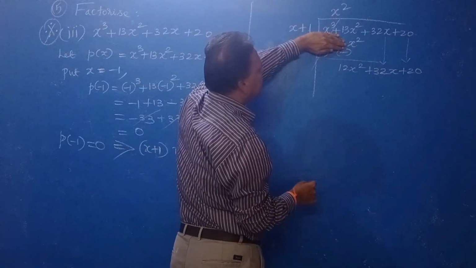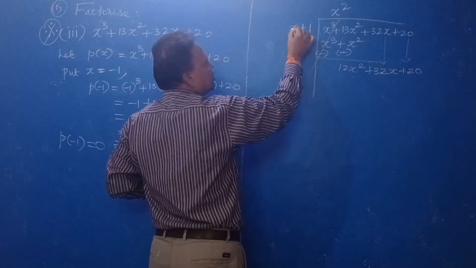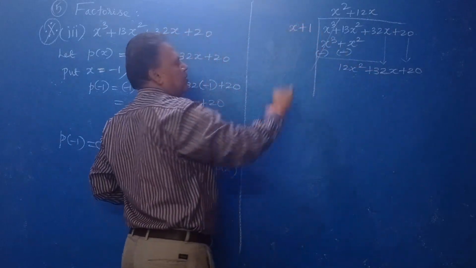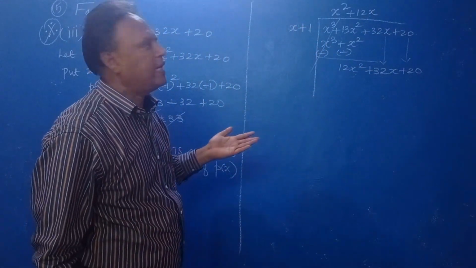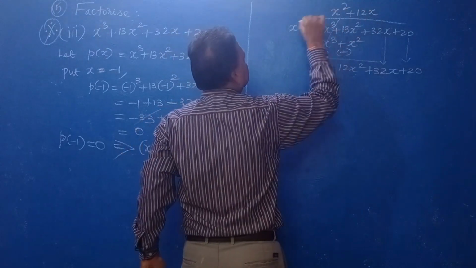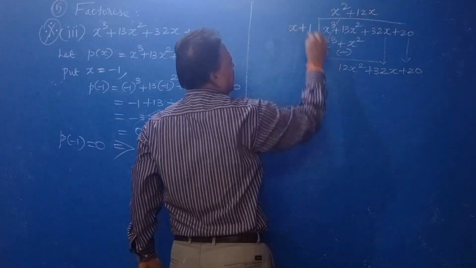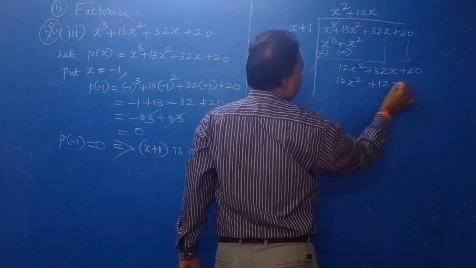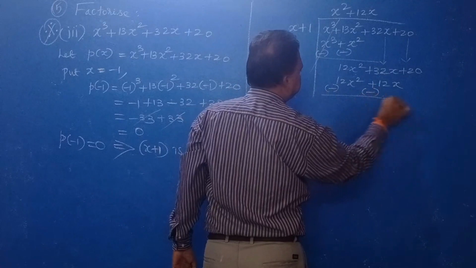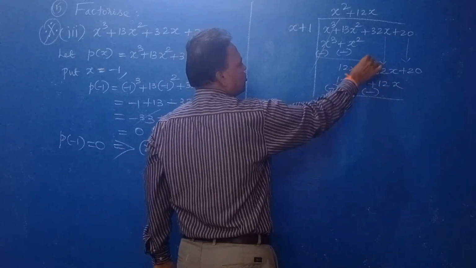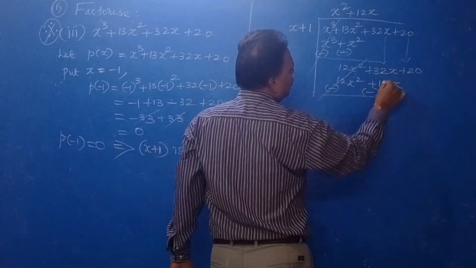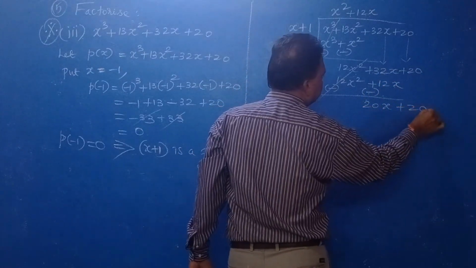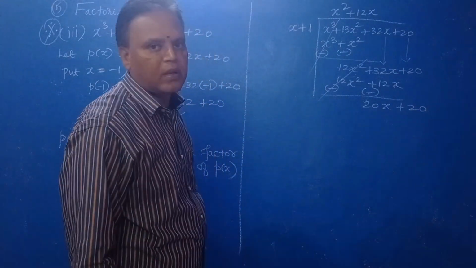Right? Now again, this first term by this first term. What you will get? 12x squared by x is 12x. So multiply. This one ignore it. Okay. 12x alone taken to multiply: 12x squared plus 12x. Subtract. Change the sign. 12x squared minus 12x squared get cancelled. 32 minus 12 is 20x, plus 20. Right? Understand?